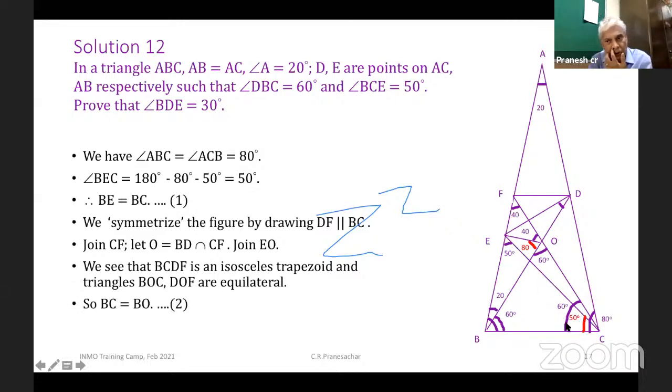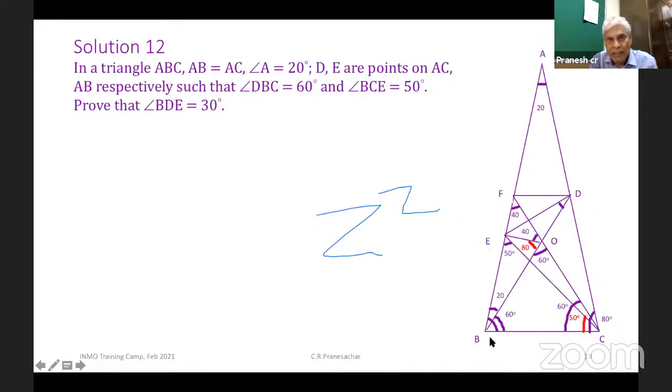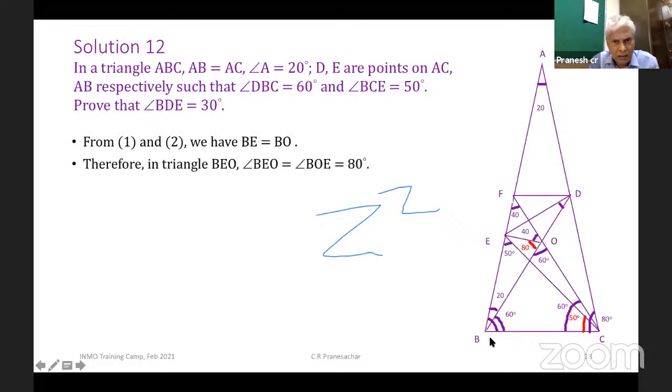Okay, I'll quickly go through the proof. Therefore, BO equals BC, because this is an equilateral triangle. But BC is already equal to BE. Therefore, we see that BE equals BO equals BC. Therefore, BEO is an isosceles triangle.